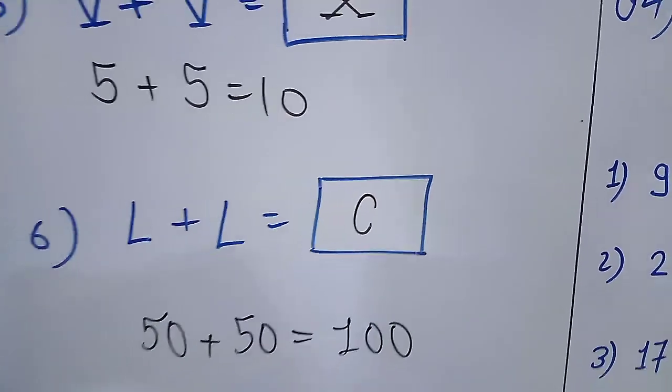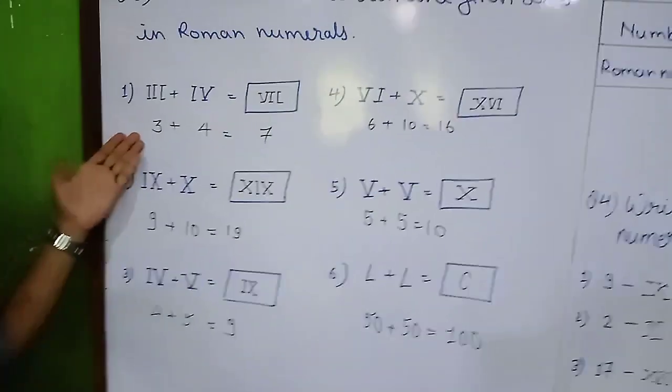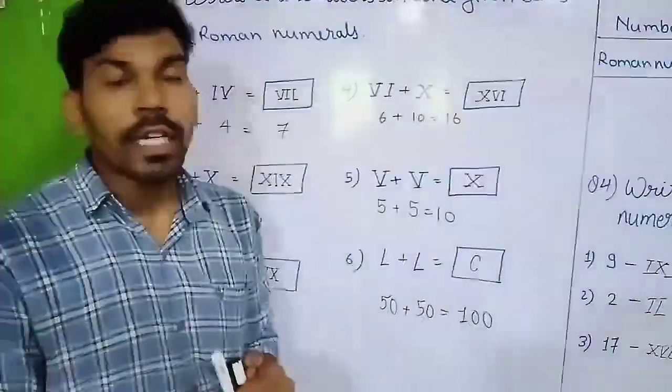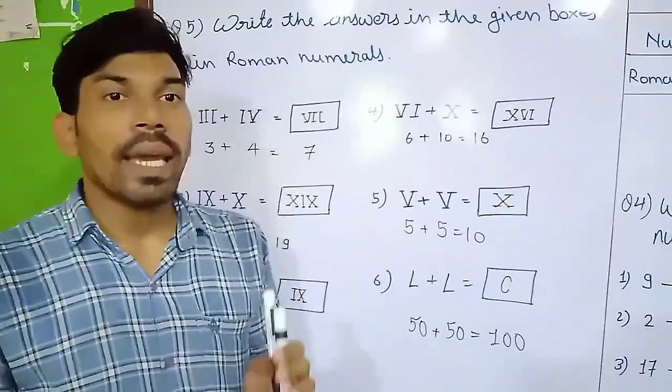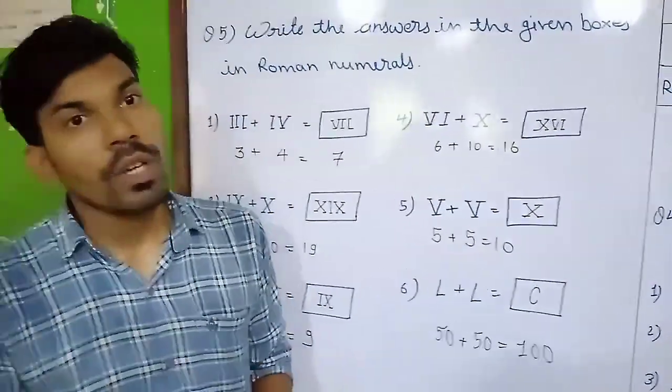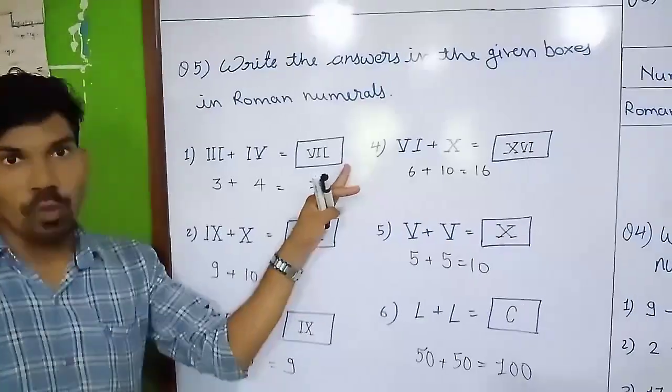So in this way, if we have additions in the form of Roman numerals, we are going to convert that into international numerals, and we are going to solve that by adding, and after adding we are going to represent the answer in the form of Roman numerals.